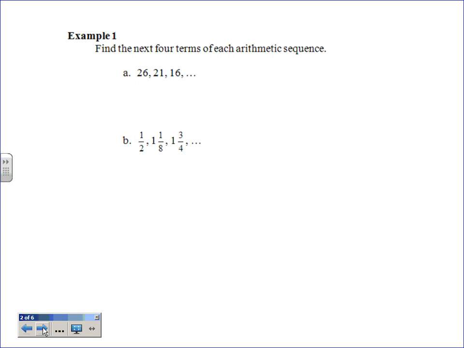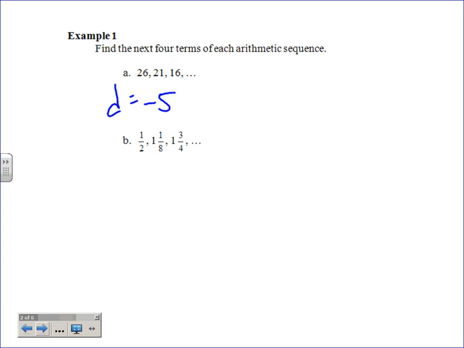So for this one, find the next 4 terms in each arithmetic sequence. The first thing you want to find is what is going to be called D. It's called D because it's the difference between one term to the next. So in this problem, how do you get from, say, the first term to the second term? Subtract 5. Do you subtract 5 again? Does the pattern continue? Yes. So this is arithmetic, and D is -5.